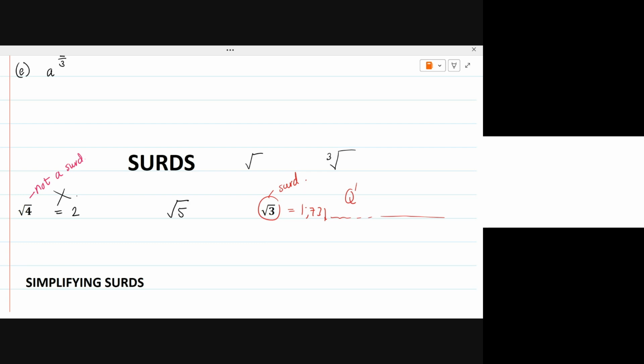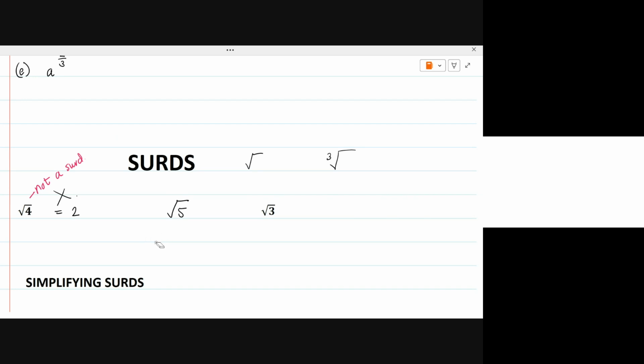is that a surd? Yes, good. It's a surd because if I punch in the square root of 5, it's going to give me an irrational number. What about the square root of 16? Is that a surd? No, it's not a surd because the square root of 16 is 4. That's a perfect number, so it's not a surd. So surds are numbers that sit underneath the square root sign that are going to give us an irrational answer. Do you get what I mean?